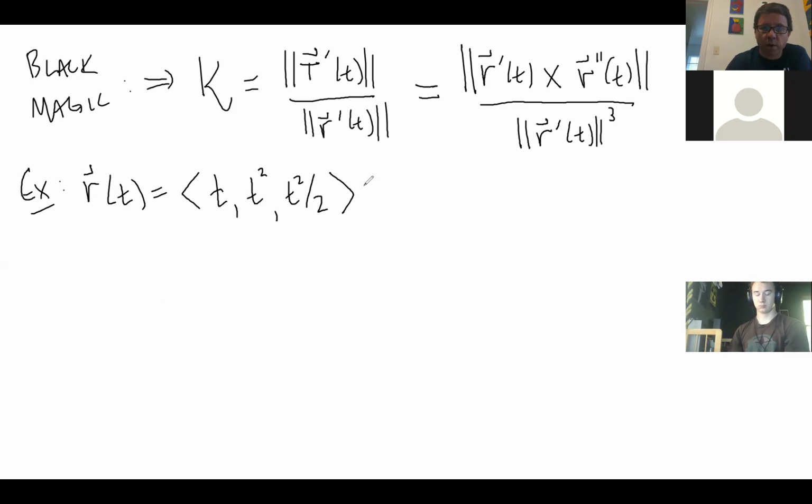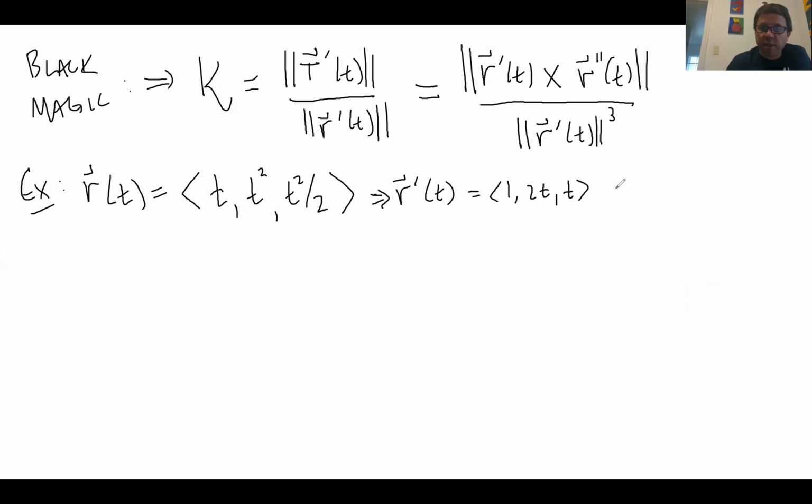So let's just find R prime and R double prime. R prime is going to be 1, 2t, and t. And then even easier, R double prime is just 0, 0, 1. At this point it's very formulaic. I need to find the cross product of these two things, find the length, and then divide by the length of R prime. Maybe just put the length of R prime here.